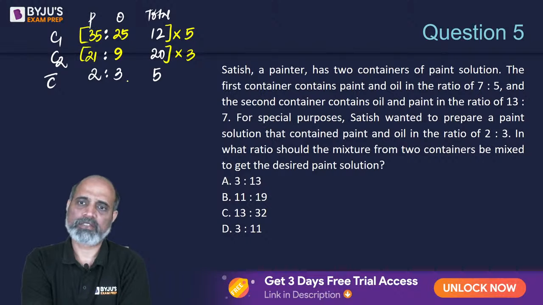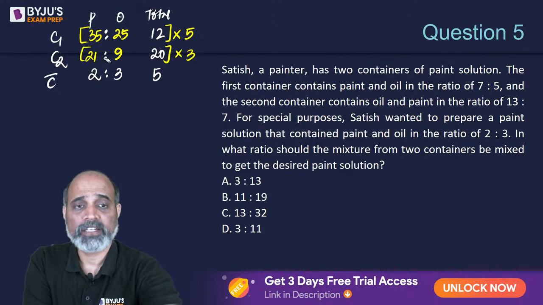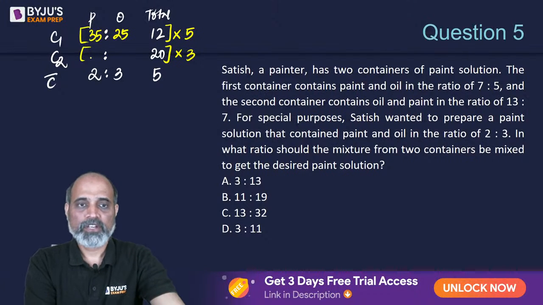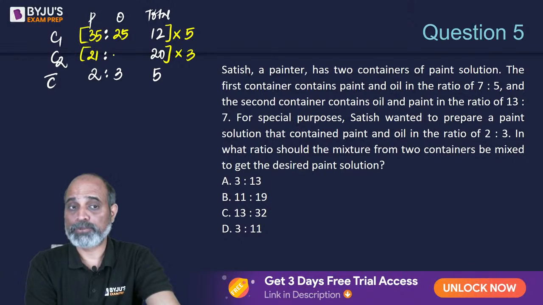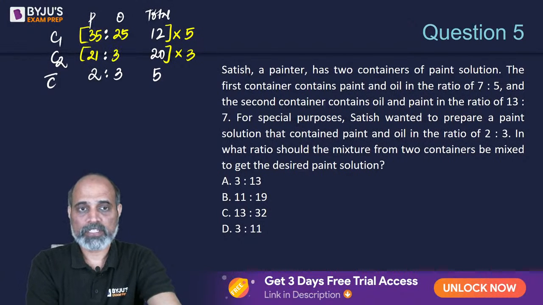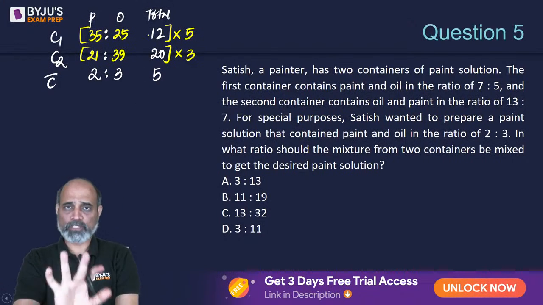Sorry, 13 into 3 should be 39. It's 7 and 13, no? So 7 into 3 is 21, and not 3 into 3, it's 13 into 3, which is 39. So that they both are 60.